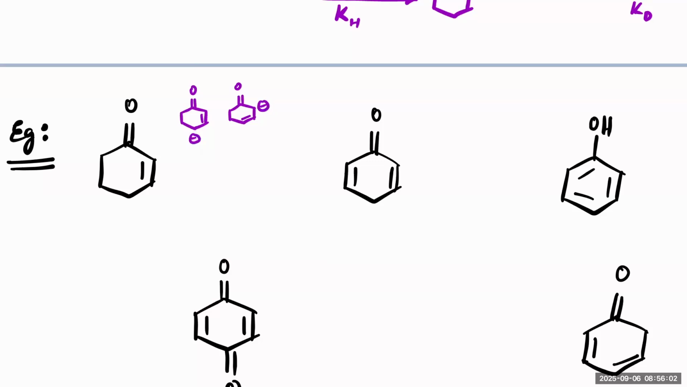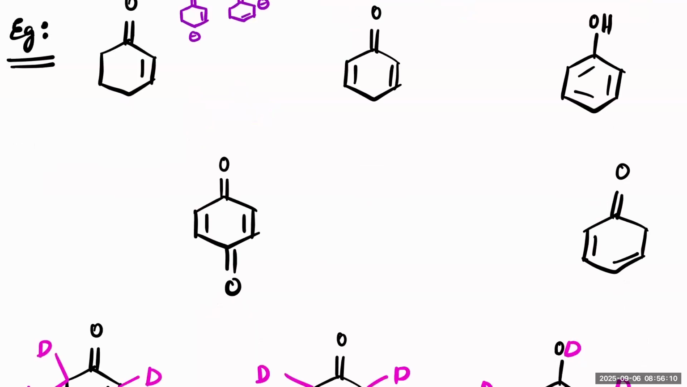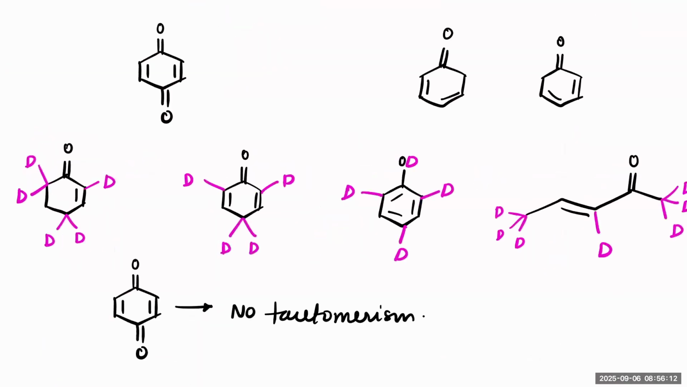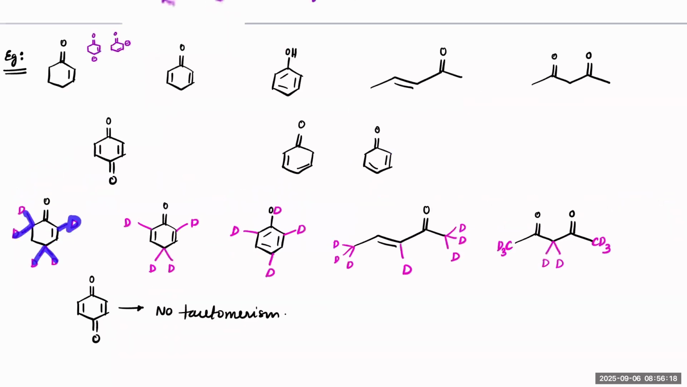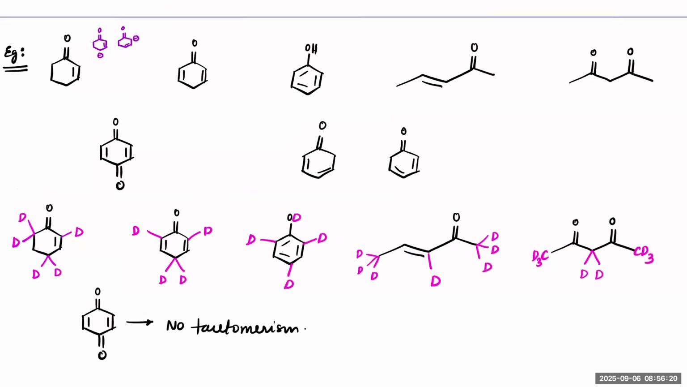Wherever it is coming on a carbon position, whatever the number of hydrogens present on that position, you can replace them with deuterium. So that's what I have done. See, these two, and this one. So the total answer is 5. Clear?